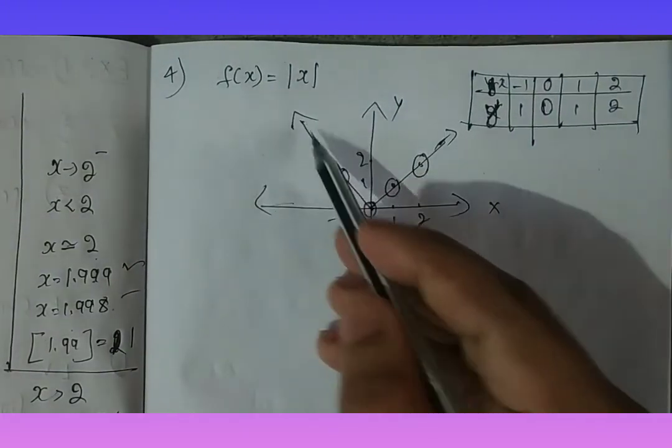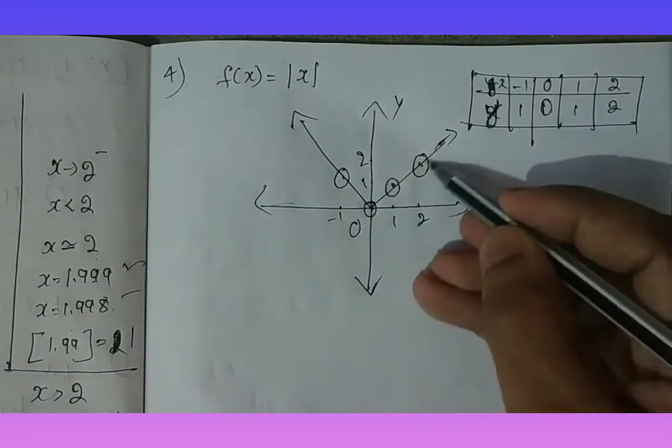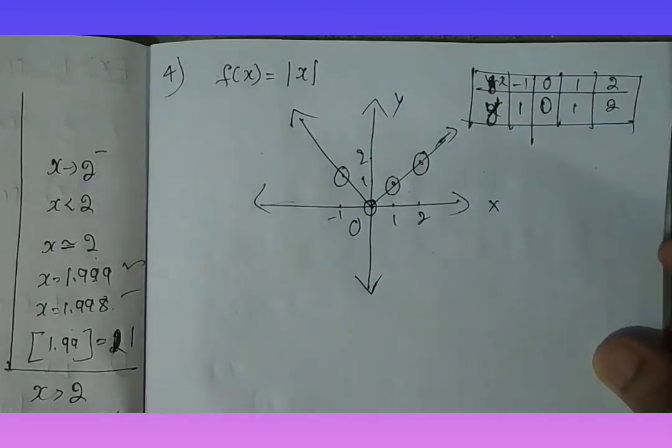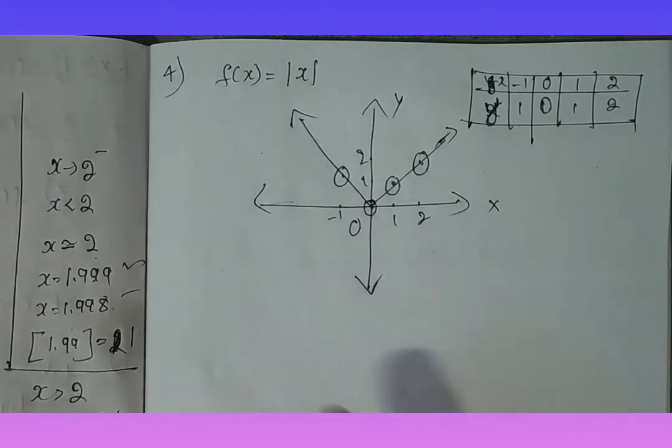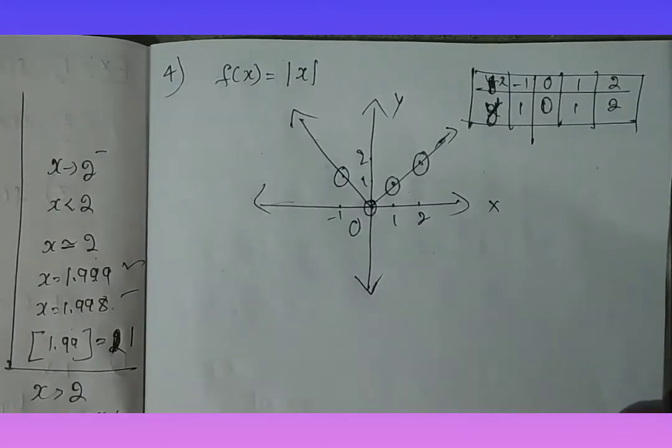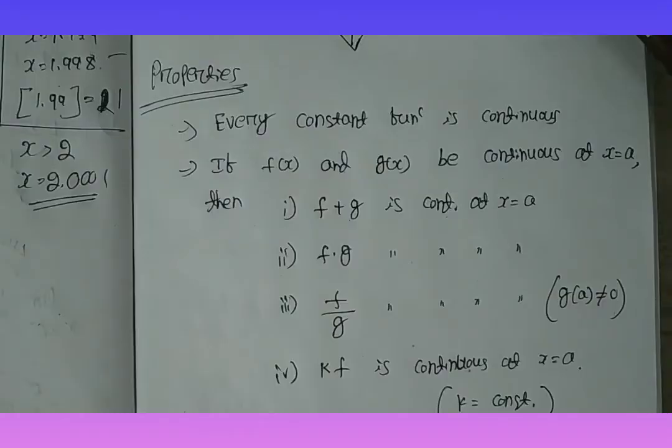You can draw the graph without lifting your pen. Hence, it is a continuous graph. Or you can do this using left hand limit, right hand limit and functional value.